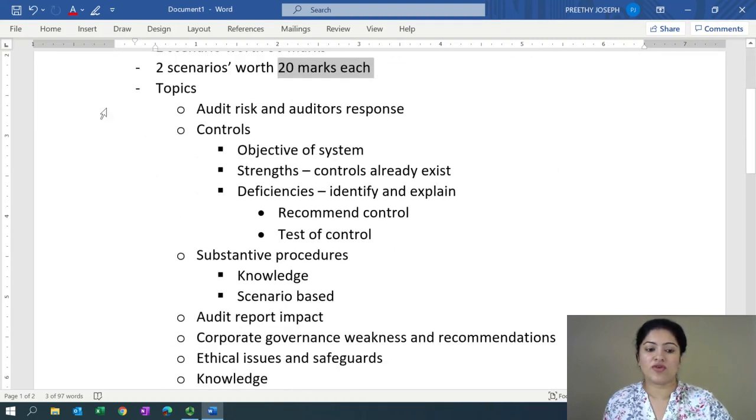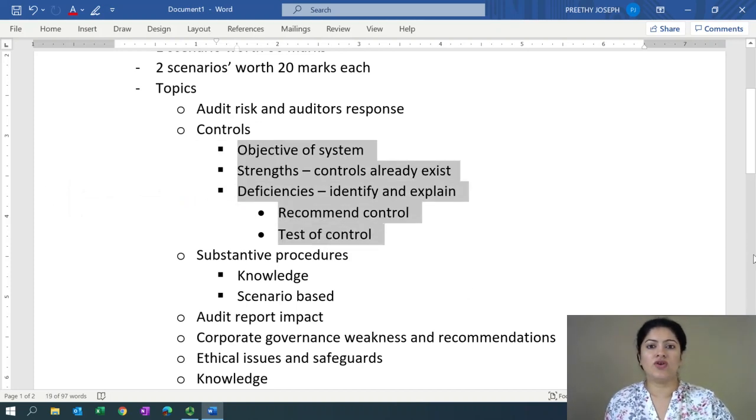The first kind of question is one where they can ask you about audit risks and the auditor's response. Then they can ask you questions revolving around controls, and they can test you on any of these 5 areas. It can be on objectives of the system, for example, if you're talking about sales, making sure that the sales you're generating are for the right customers, for credit-worthy customers. Those are called objectives. Then there are strengths, meaning the controls that already exist in the given scenario, or else I can ask you for deficiencies, that means weaknesses, meaning controls that do not exist.